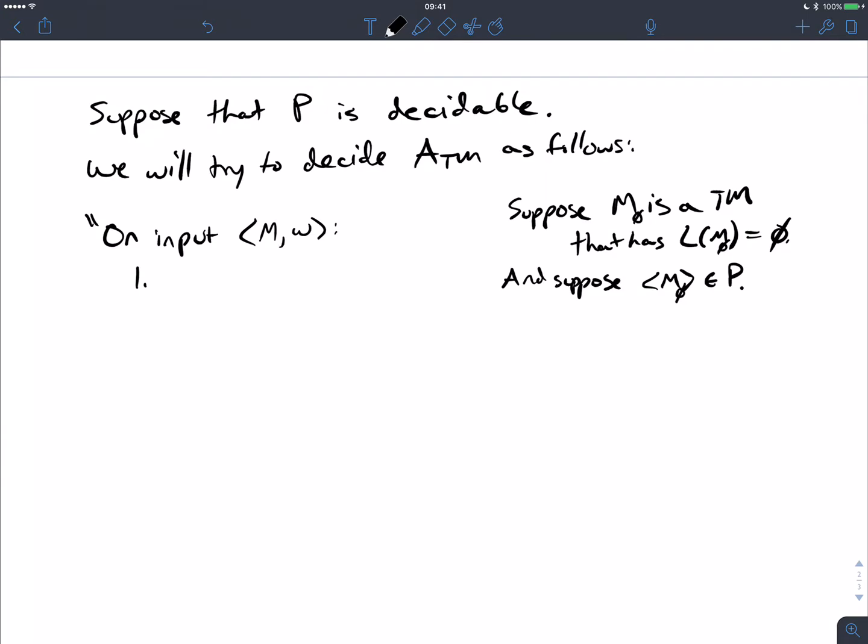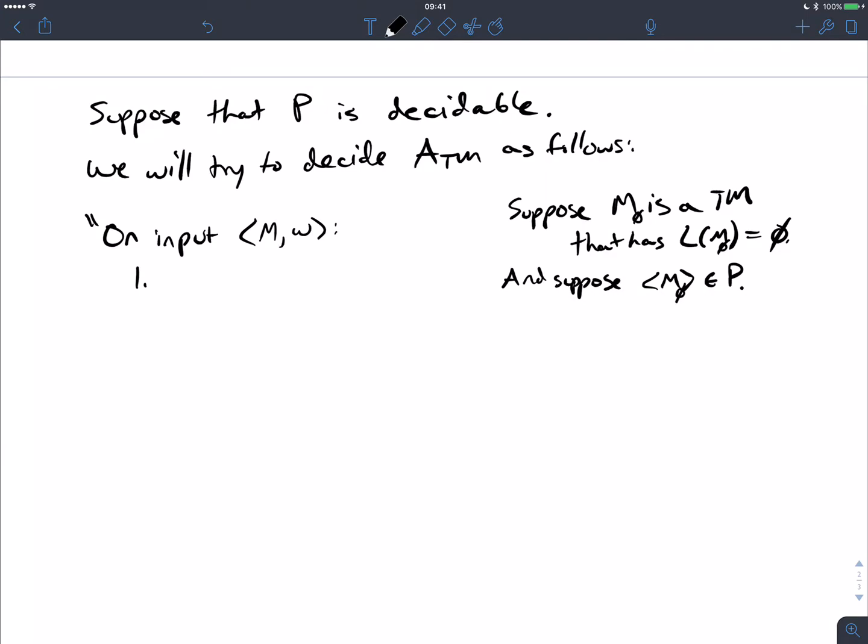Well, what do I know about P? It's a non-trivial property. There's some machine with the property. Well, let's suppose that this is one of them. There may be more. Let's suppose that this is one. What else do I know about?